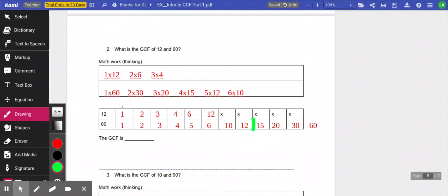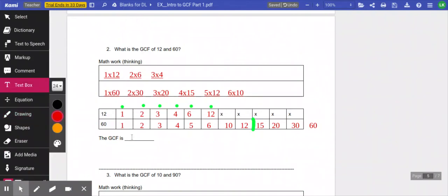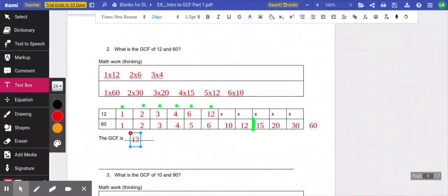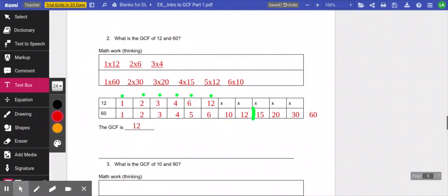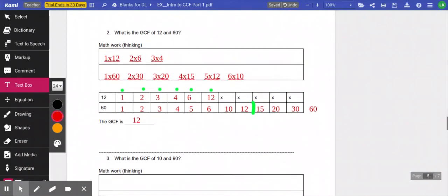So I can go through and say they both have 1, they both have 2, they both have 3, they both have 4, they both have 12, and they both have 6. Biggest number they have in common is 12. Okay, pause the video if you need more time to copy.